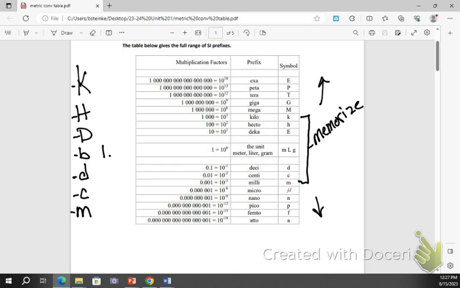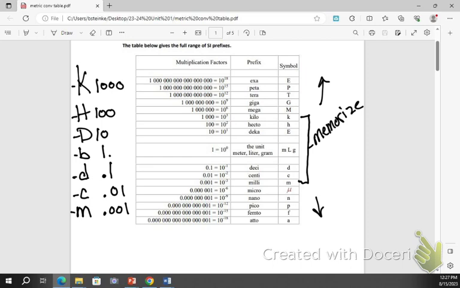It's base 10. So that means deca would be 10, hecta would be 100, kilo would be what? 1,000. Deci would be 0.1. Centi is 0.01. Milli, 0.001. Which is why you also see your powers of 10 here down the middle.